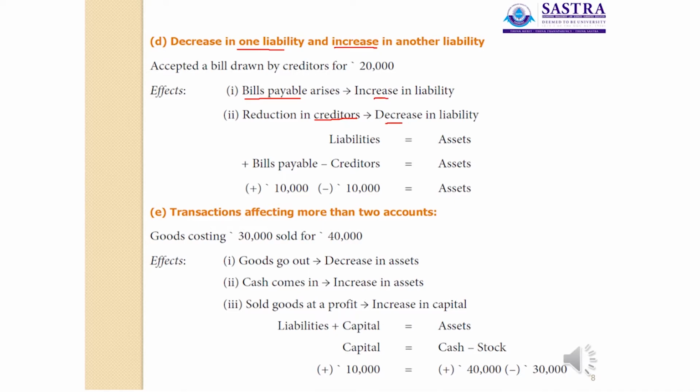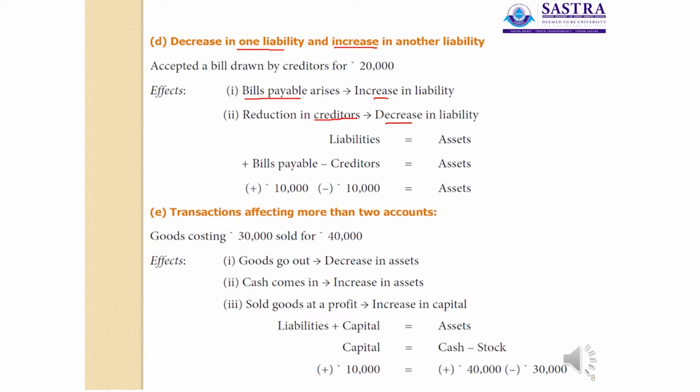Now you have to apply the equation, liabilities is equal to assets. Here bills payable increases the liability, so plus 10,000. The creditors value of 10,000 will be decreased, so minus 10,000. So here the value of liability is 0 and the assets value is 0. So here the accounting equation should be equal.